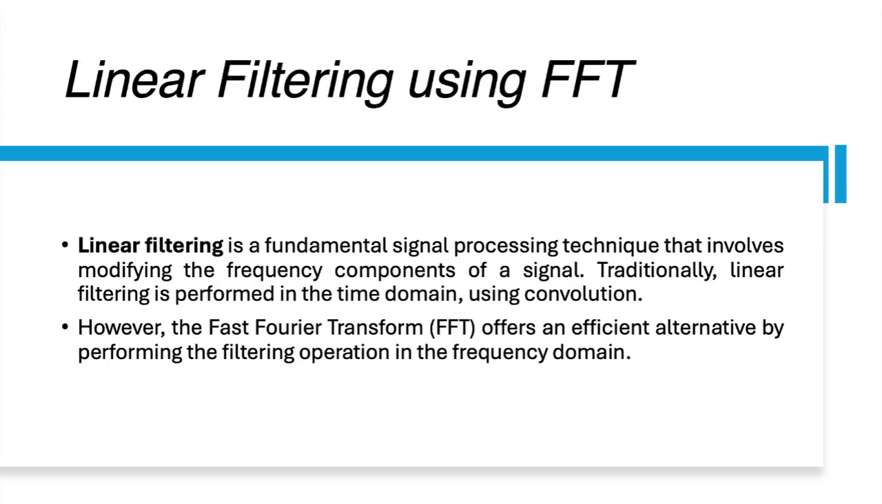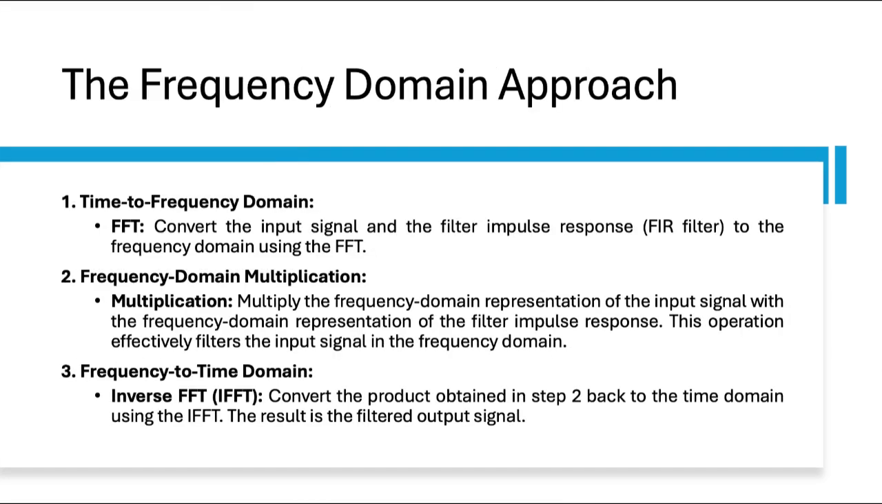Linear filtering is a fundamental signal processing technique that modifies the frequency components of a signal, traditionally achieved in the time domain through convolution. However, the Fast Fourier Transform provides a more efficient alternative by allowing the filtering operation to be performed in the frequency domain. This approach leverages the advantages of FFT to enhance processing speed and efficiency, making it a valuable method in modern signal processing applications. The process of filtering an input signal using a filter impulse response (FIR) filter in the frequency domain involves several key steps.